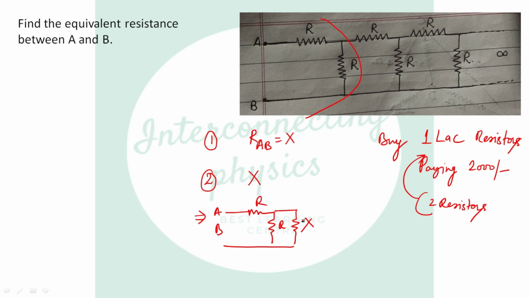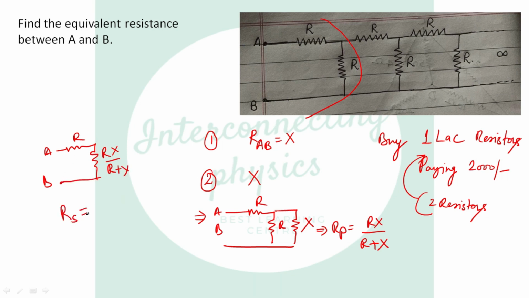Now let us calculate. These two are in parallel, so R parallel is Rx divided by R plus X. Now these two are in series, so the equivalent diagram will be A, B. This is R, this becomes Rx divided by R plus X, and this is point B. So these two are in series, so the equivalent resistance in series will be R plus Rx divided by R plus X, and we have already assumed the resistance between A and B is X. So that means X equal to R plus Rx divided by R plus X.